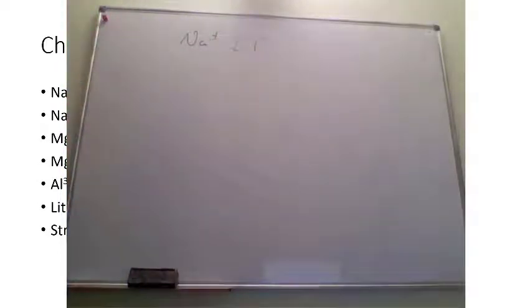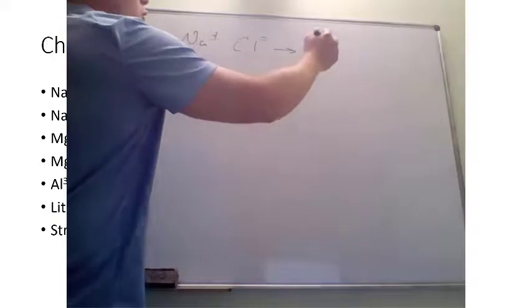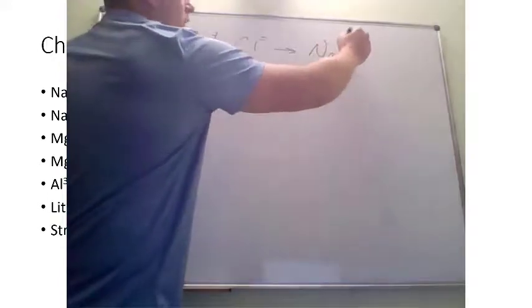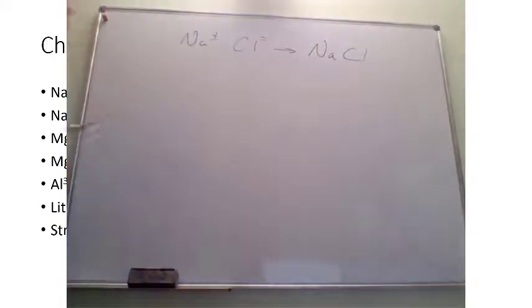So first, if we take a look at sodium cation and chloride anion, both of these guys have a +1 and a -1 charge. So both of the charges are equal in magnitude to 1. So they would combine in equal ratios. For one sodium, you have one chloride. And that's it. That's simple.